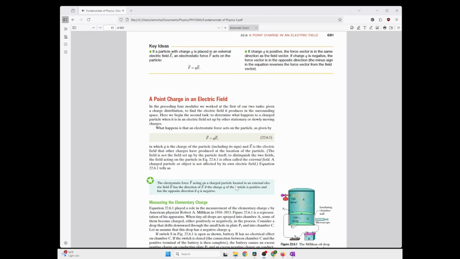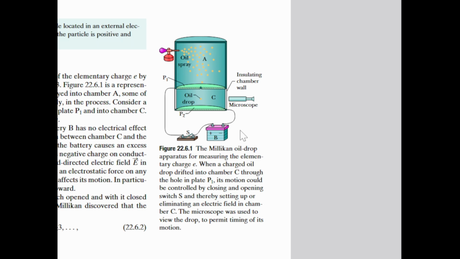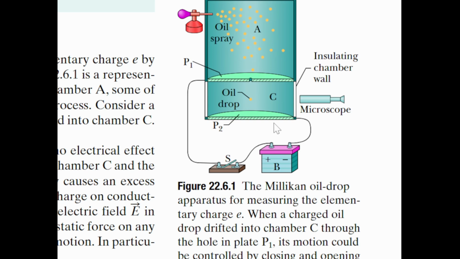With that in mind, let's now take a look at figure 22.6.1, the diagram on this page. Here we can see that there is a setup which creates an electric field, and there are oil drops in the space in between. Those oil drops will be created by an atomizer. In particular, you want to look at the oil drop in the space labeled as C. In the experiment, we are supposed to adjust the magnitude of the electric field so that that particular oil drop is suspended in the air.